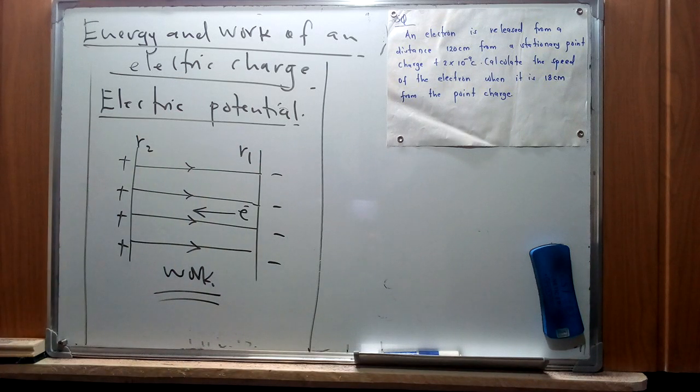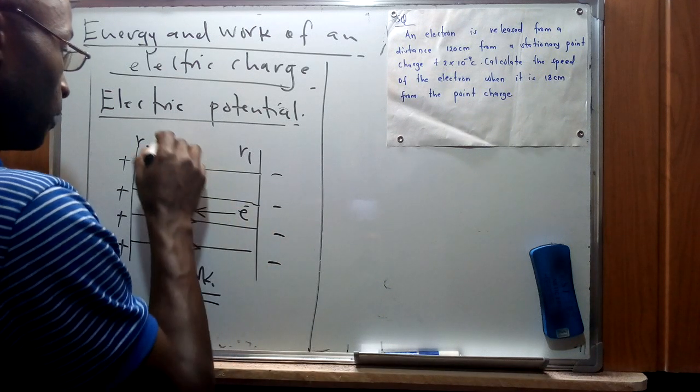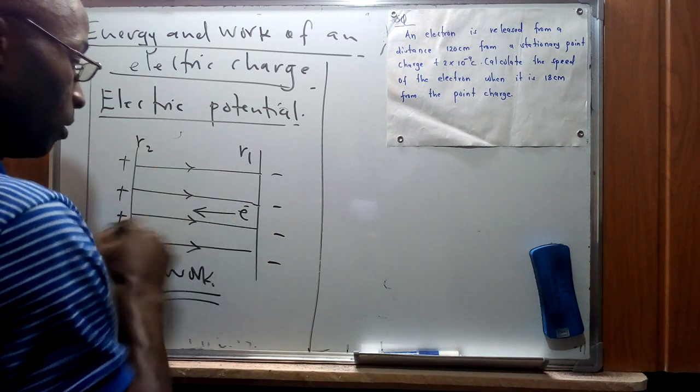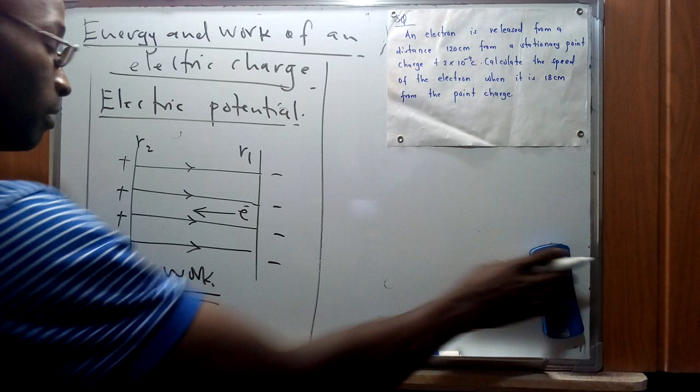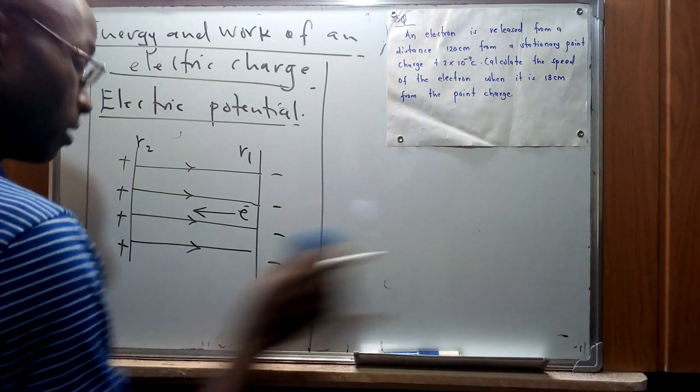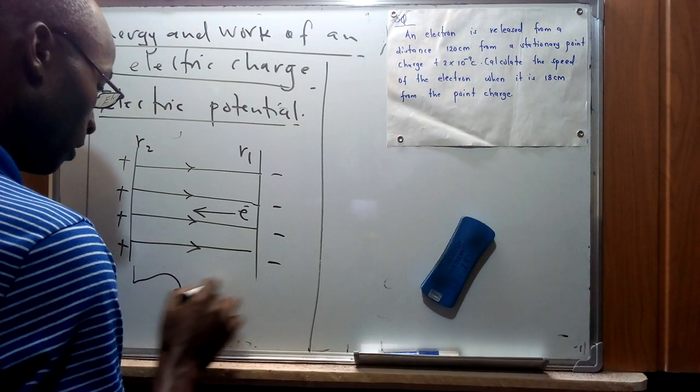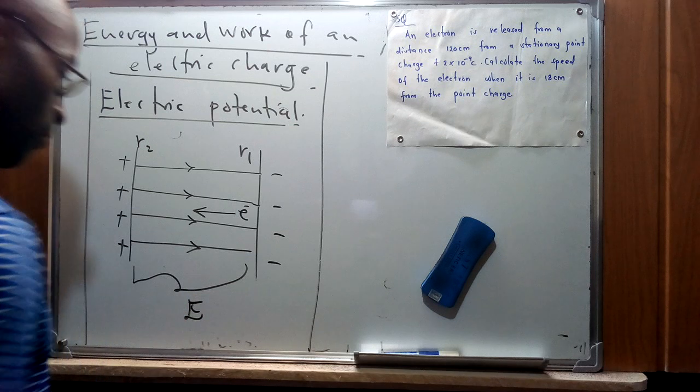So if that is the case, then we're going to see a charge moving in an electric field. Now this electric field, of course, this whole region that is having charge, we can denote it using the letter E for an electric field.